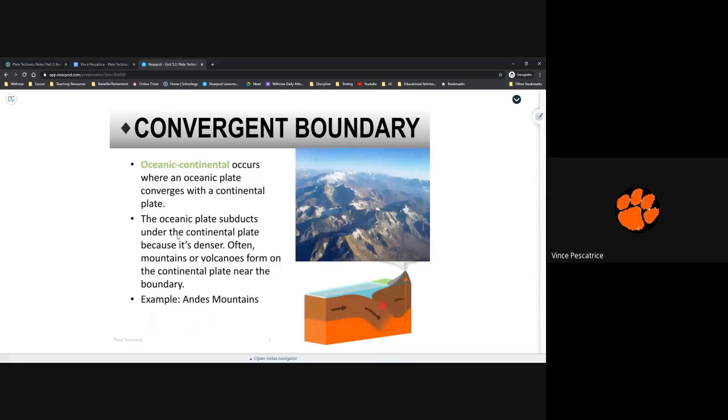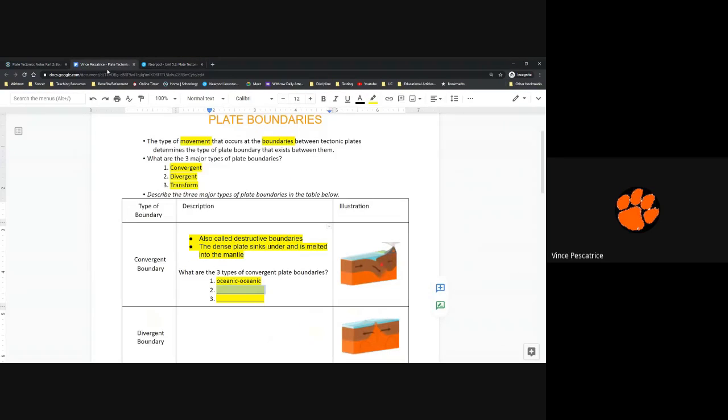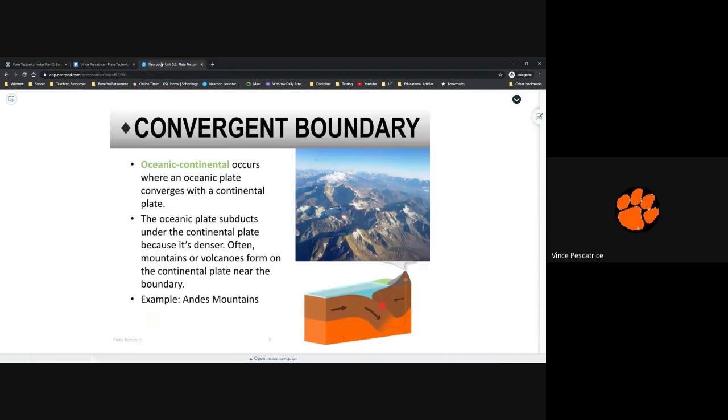All right, the next one is oceanic, continental, and if you are following along, that makes sense. It's an oceanic plate and a continental plate that come together. So that's all you have to write. It's when an ocean plate and a continental plate come together.